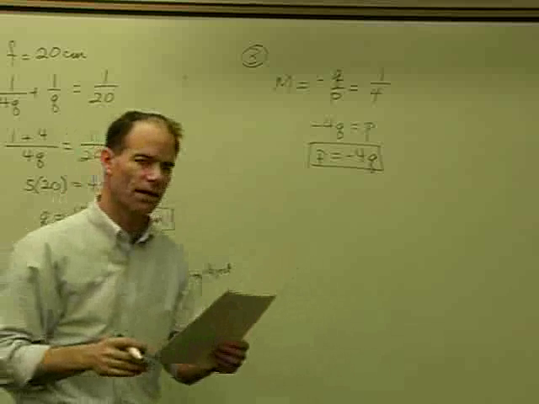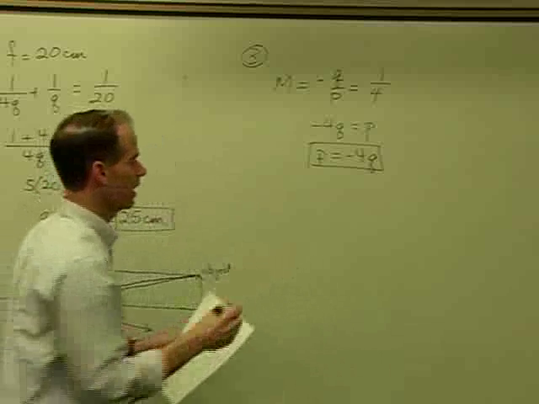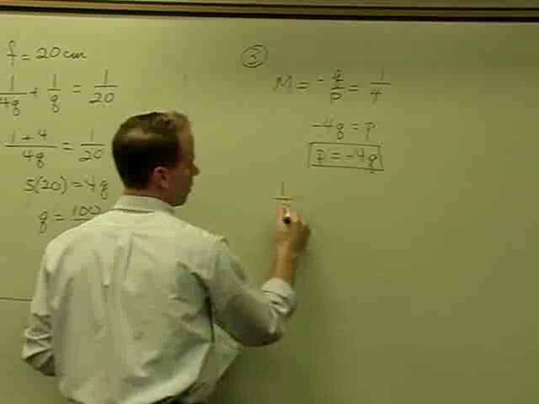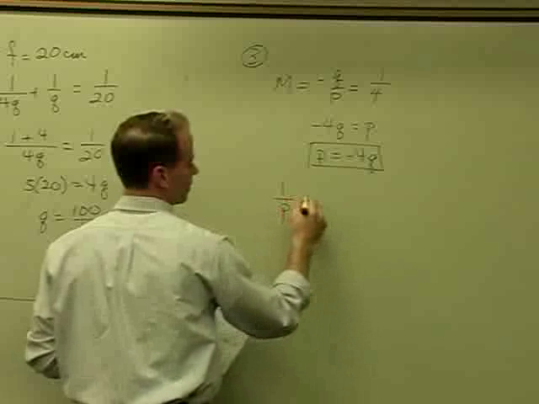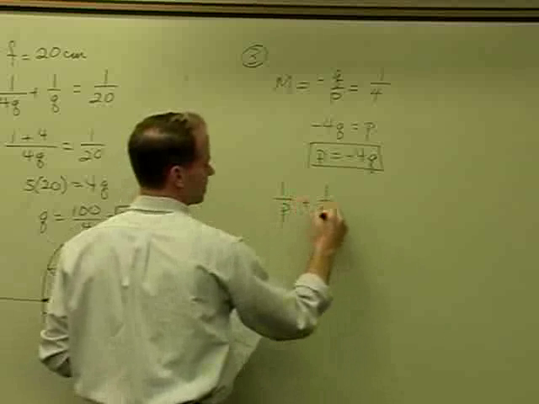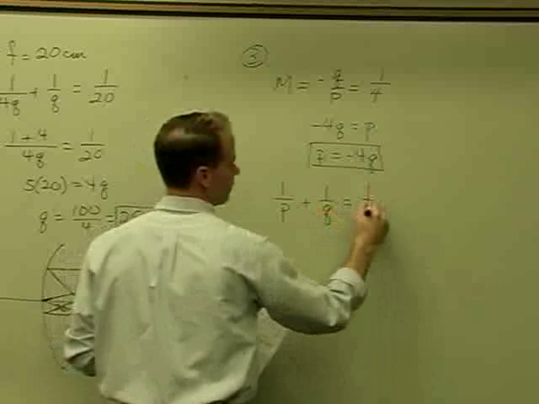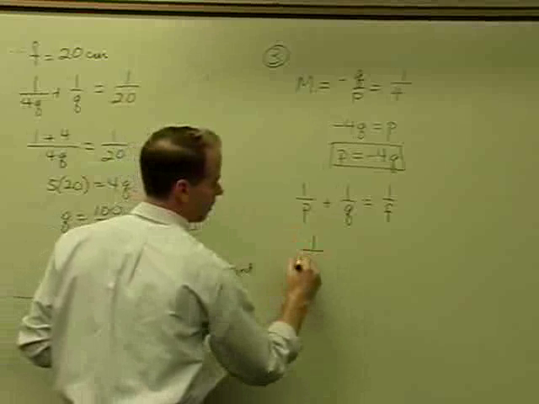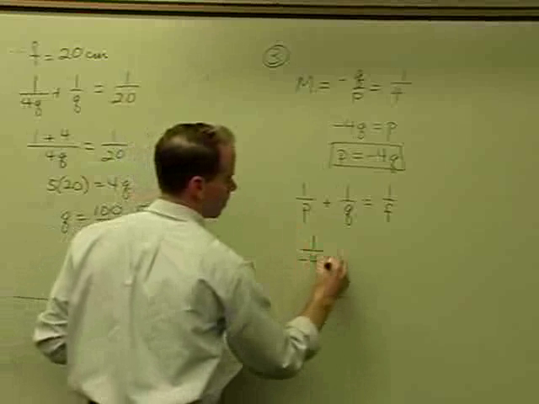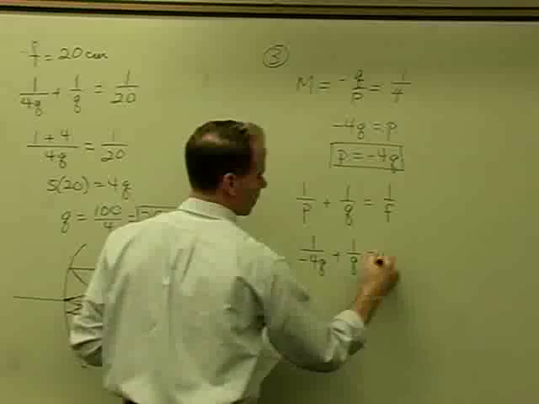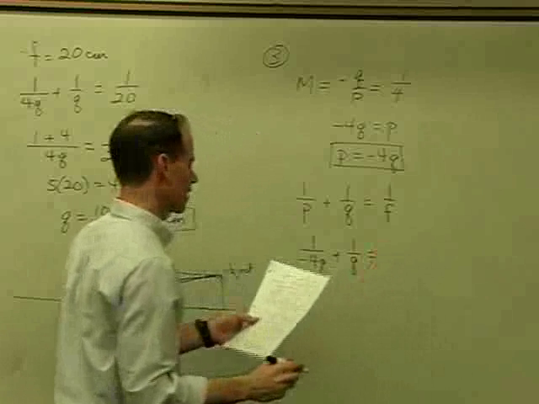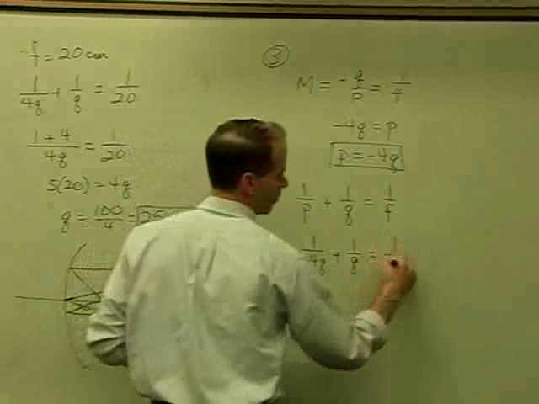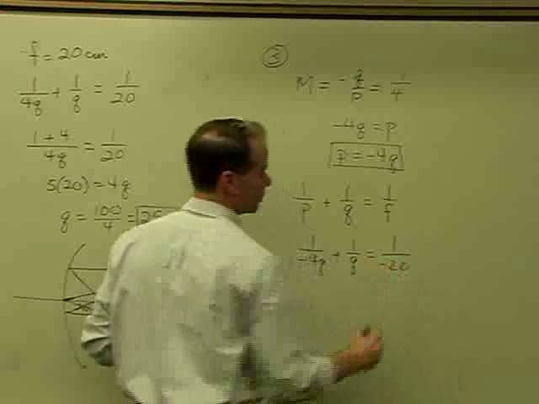And we'll apply the mirror equation again. So we have 1 over object distance plus 1 over image distance equals 1 over focal length. And so we'll have 1 over -4Q plus 1 over Q equals 1 over focal length. In this case, focal length was given as -20. So let's put that in there.